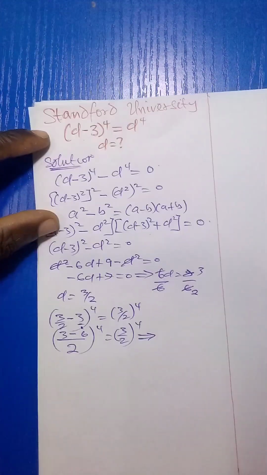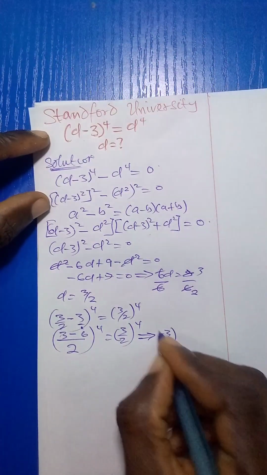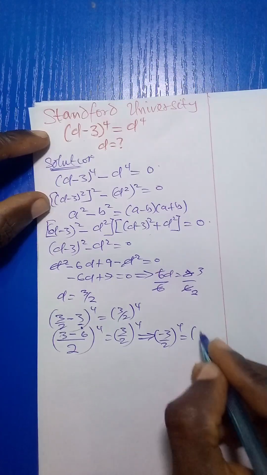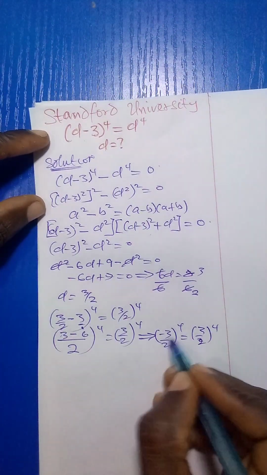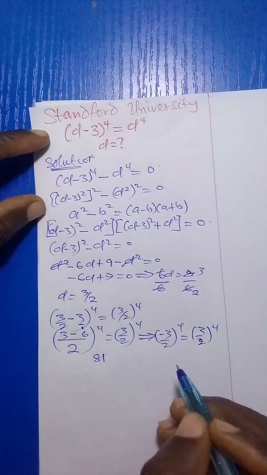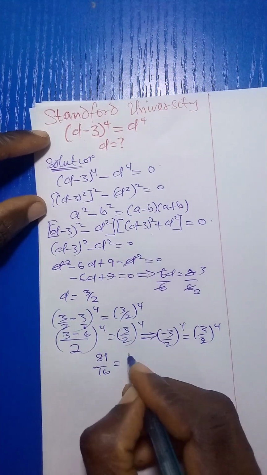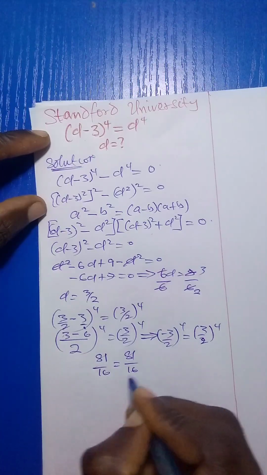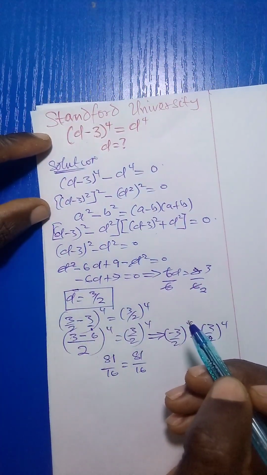So it implies that 3 minus 6 is minus 3. (-3/2)^4 is equal to (3/2)^4. Now, (-3)^4 is 81, and then 2^4 is 16. Here again, we'll have 81/16. So this is a solution to the problem.